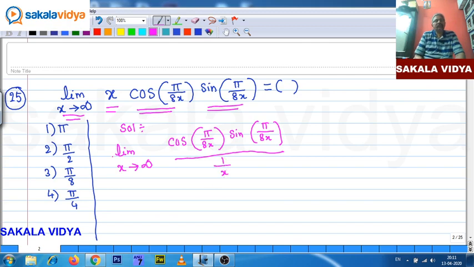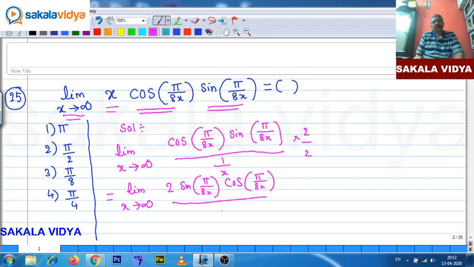If you simplify again x comes in the numerator. So, one thing you do now here, multiply and divide by 2. So, what do you get now here? Limit x tends to infinity, the numerator can be rewritten as 2 sin of pi by 8 x cos pi by 8 x upon 2 by x, or 2 into 1 by x.